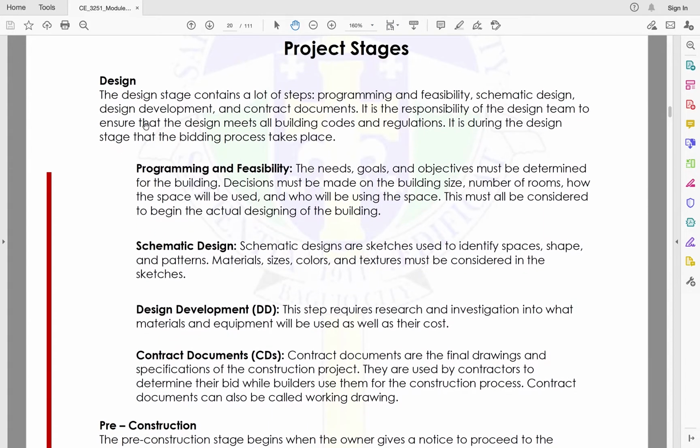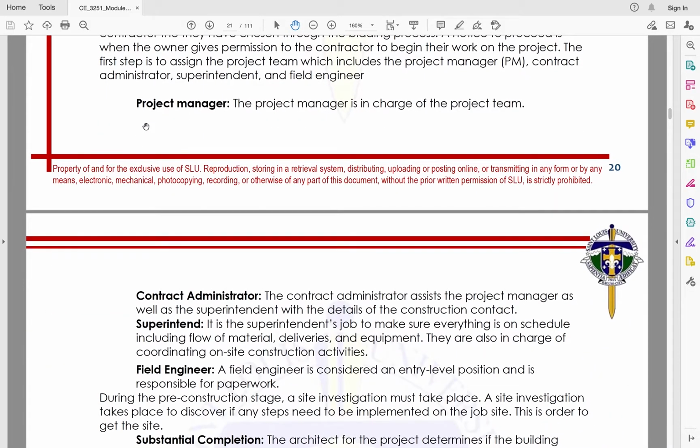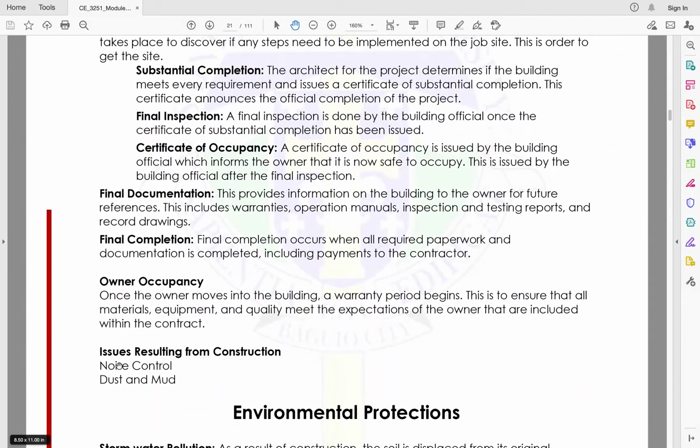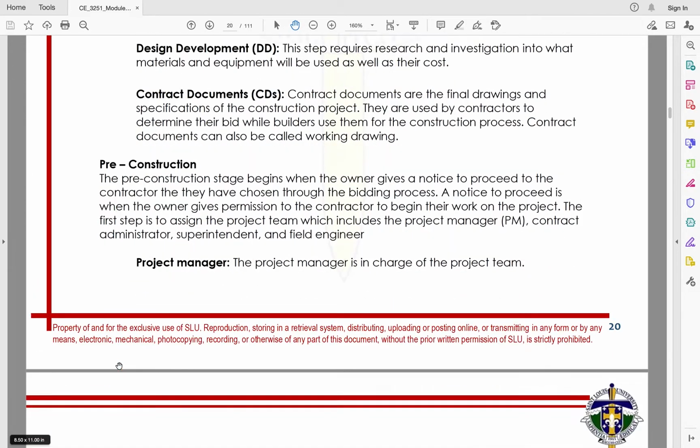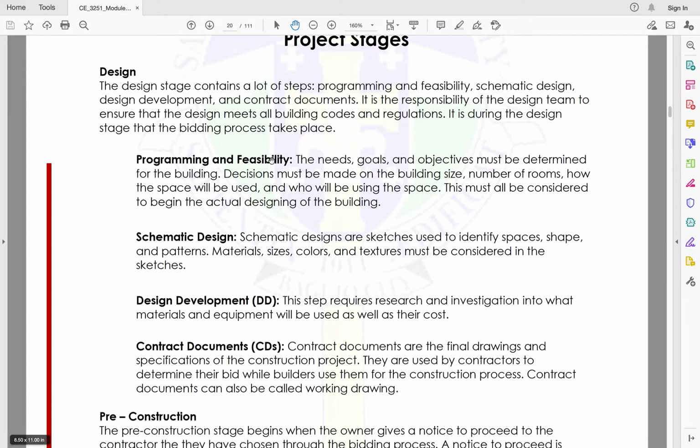Anyways, these are the project stages. So we have the design, the pre-construction, and we have the occupancy or the operational. So for the pre-construction, or the design phase, actually it is part of the pre-construction. Okay? So the design stage contains a lot of steps: programming and feasibility, schematic design, design development, and contract documents. It is the responsibility of the design team to ensure that the design meets all building codes and regulations.